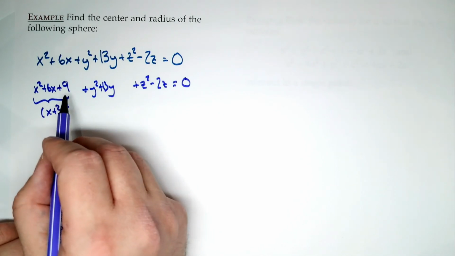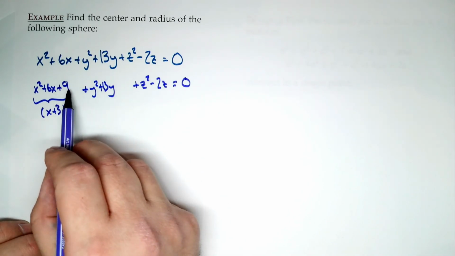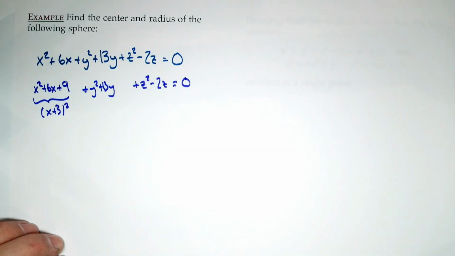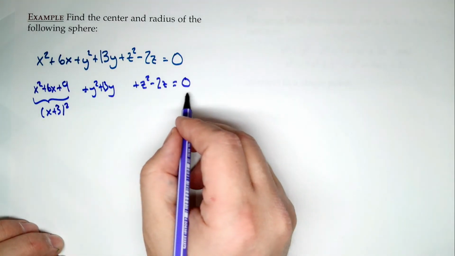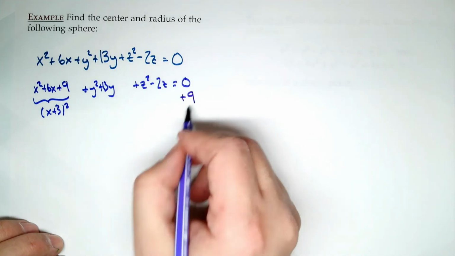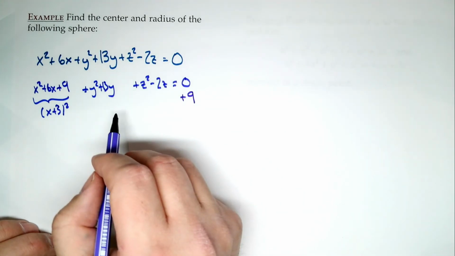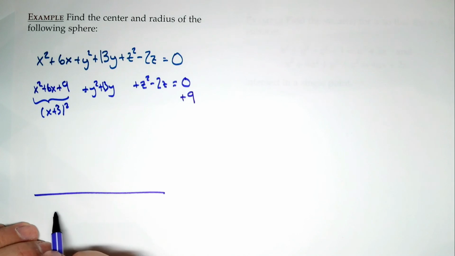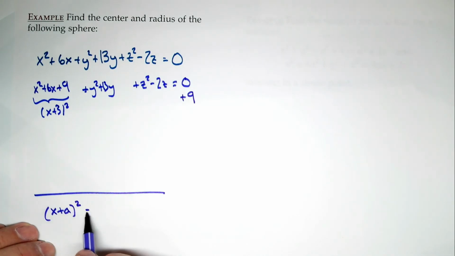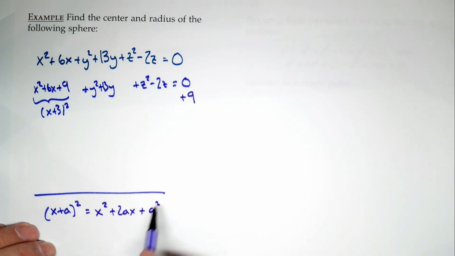But I can't just add 9 here. Now, I could subtract 9. That's okay. That balances out. Or I could add 9, as was said, to the other side. Now, what happened? Side note. If I wanted a perfect square, (x plus a) squared is an example of a perfect square. That's x squared plus 2ax plus a squared. So we said, aha, this 6 was my 2a. So that's why we divided by 2, which became 3, and squared. That's where the 9 came from.